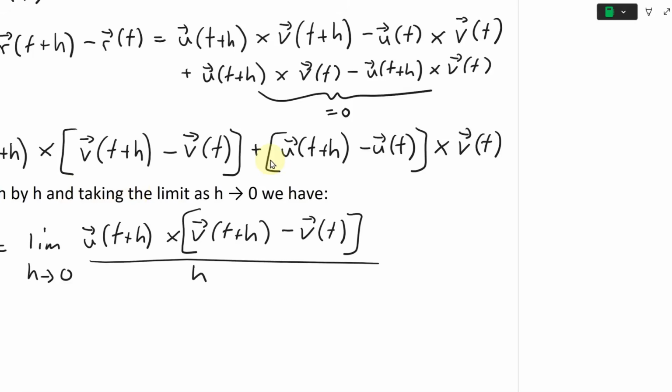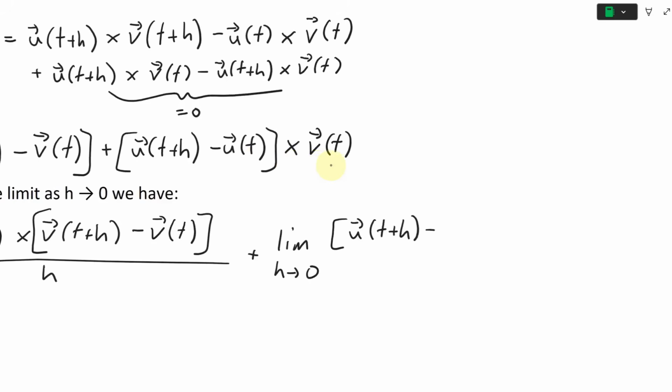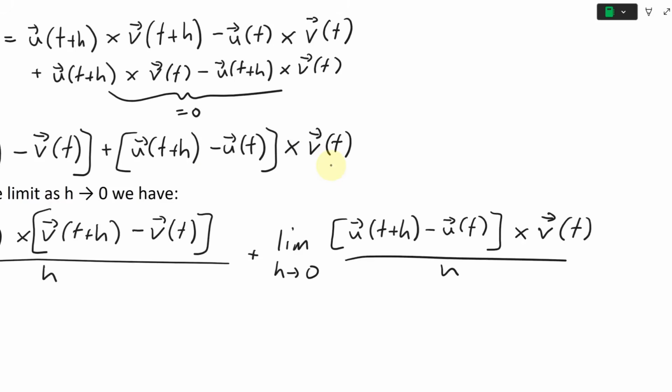Just shift it over here now, plus, and then put the limit inside on this one here. So limit as h approaches 0 of u, put the bracket like this, u of t plus h minus u of t, and then divide this by, actually a cross product with the other one, cross v of t, over h, like that.